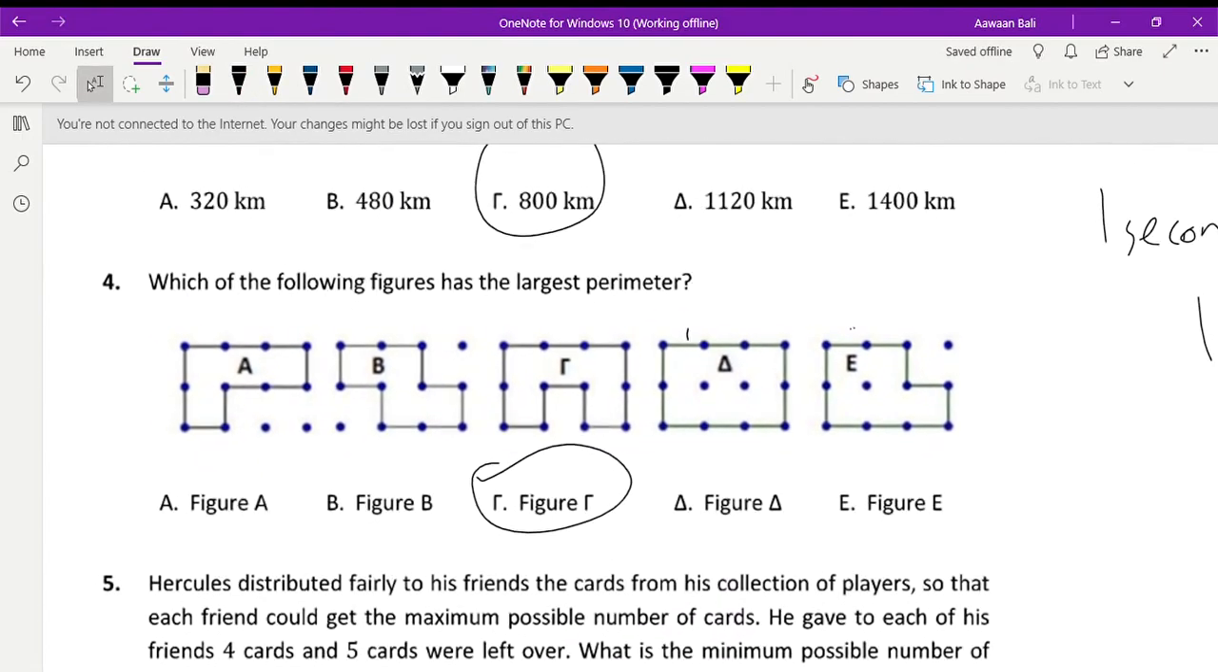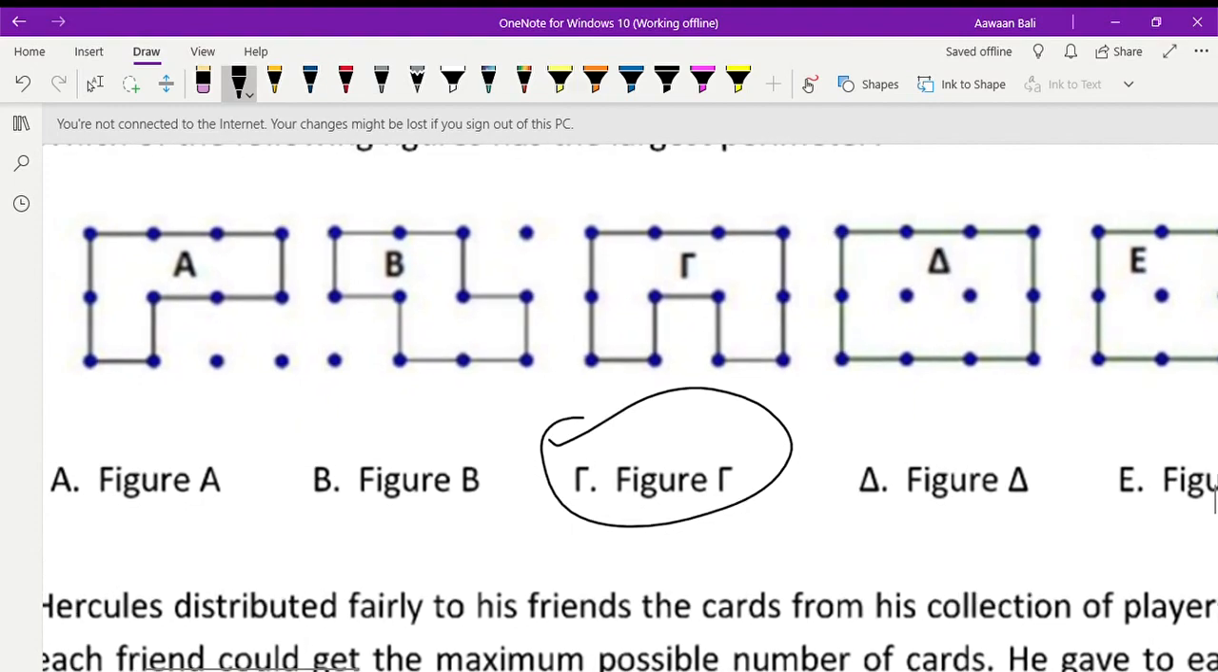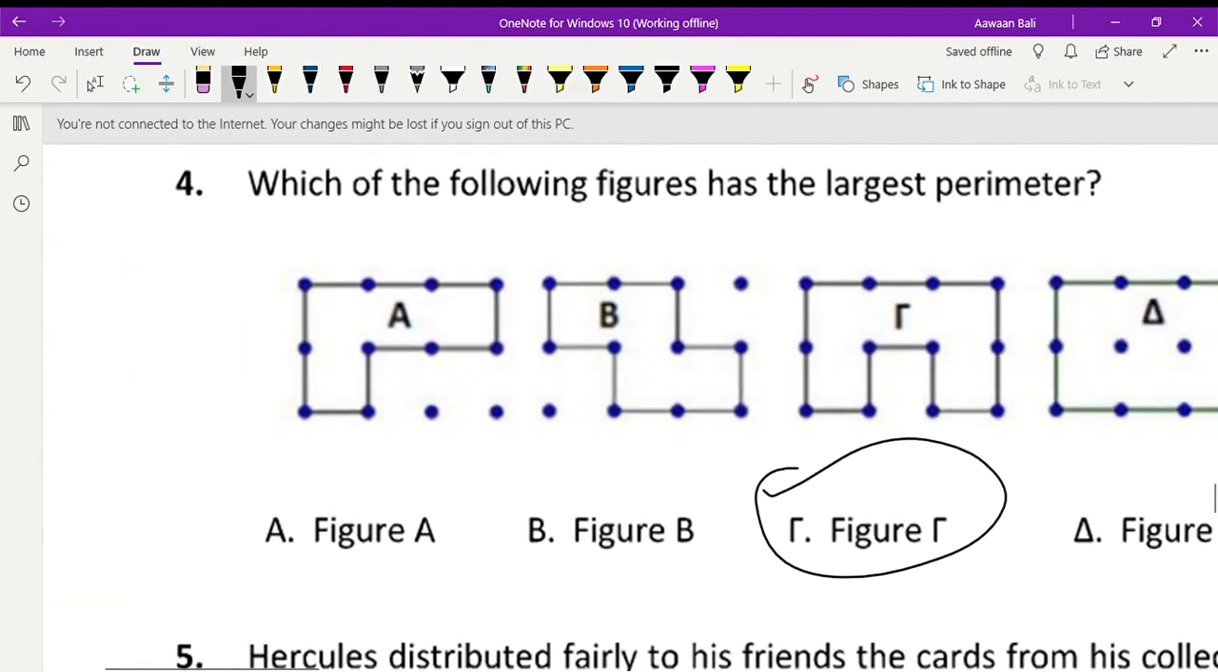Question number 4. Which of the following figures has the largest perimeter? Now basically, if you realize all of these are delta, but there's some squares missing. Now if you look at alpha, it's delta, and the sides are still there. So this side is replaced with this side, and this side is replaced with this side, and this side is replaced with this side. So that means there's no change in perimeter. It's the same here. This side is replaced with this side, replaced with this side, replaced with this side.